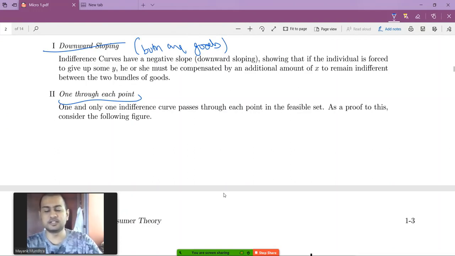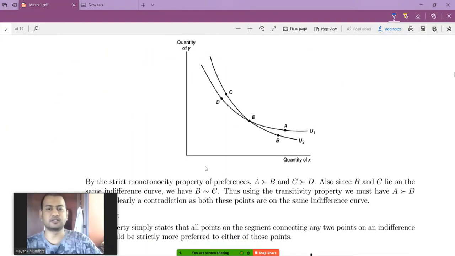The reason is, the proof is very simple and graphical. Suppose you have two ICs passing through this point E. These are two ICs, U1 and U2, and they are both intersecting through point E. So this point A has more of both good X and Y.